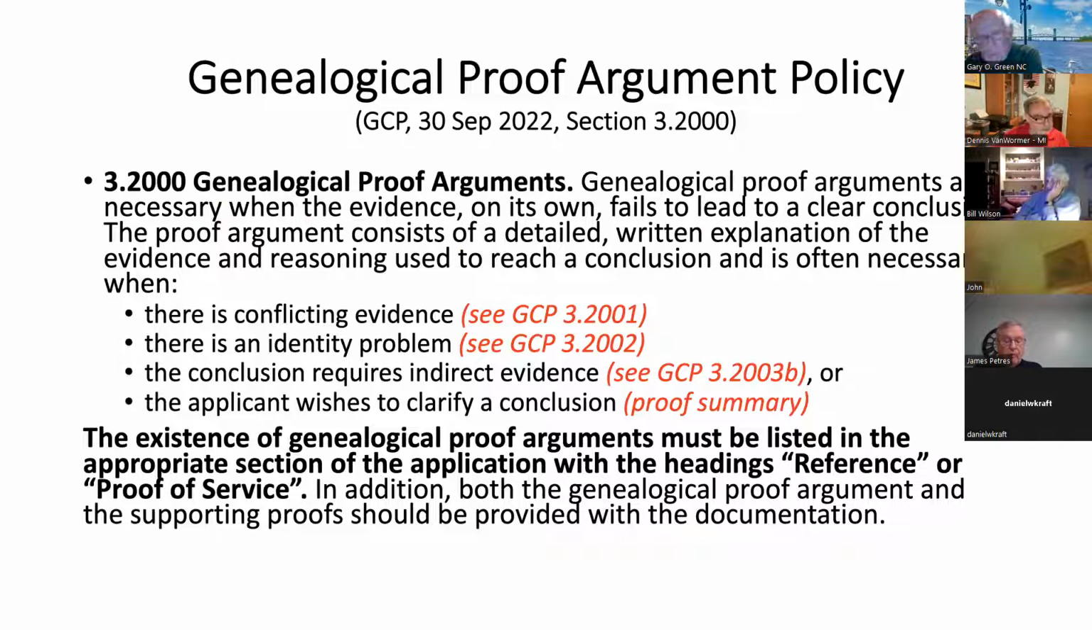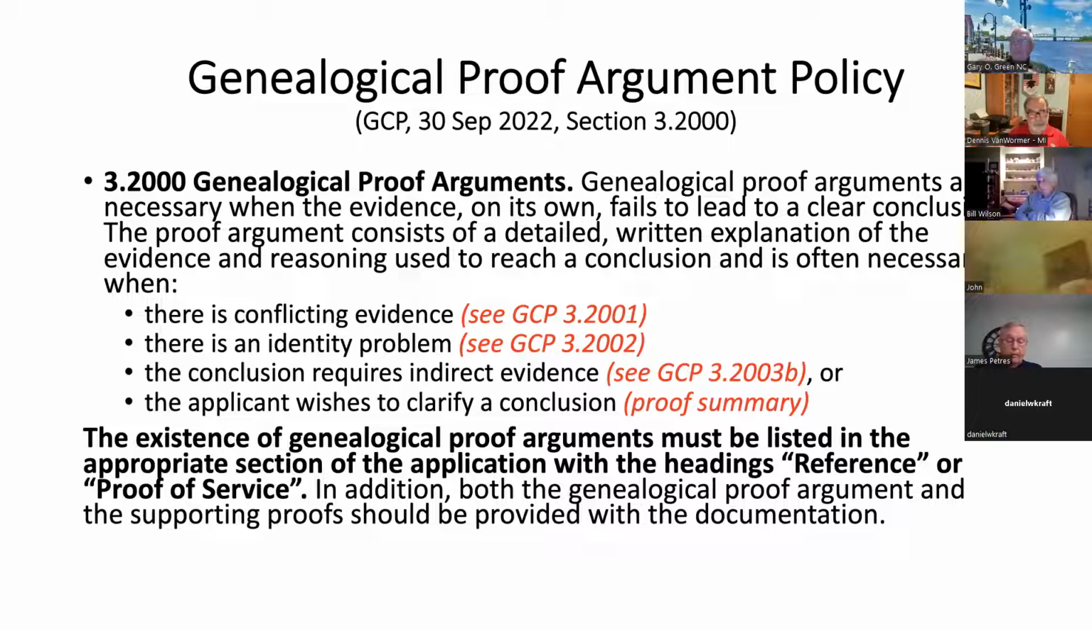So, getting a little more detailed in the policy. Oops, here we go. So this is copied right out of 3.2000 out of the current latest genealogy committee policies. And every sentence here is pretty important and has a clear message. The argument is necessary when the evidence on its own fails to lead to a clear conclusion, and it consists of a detailed written explanation of the evidence and reasoning to reach a conclusion.